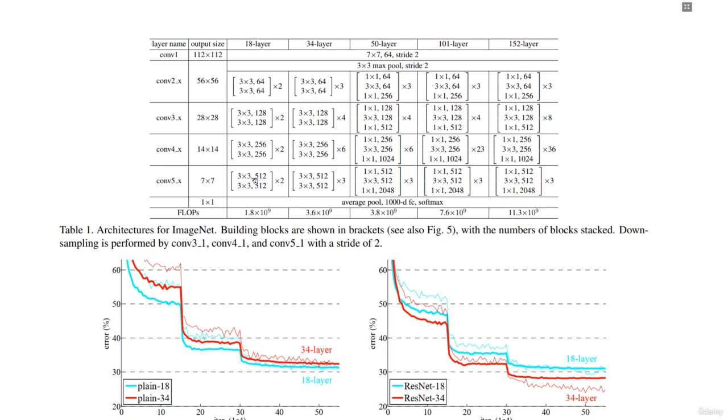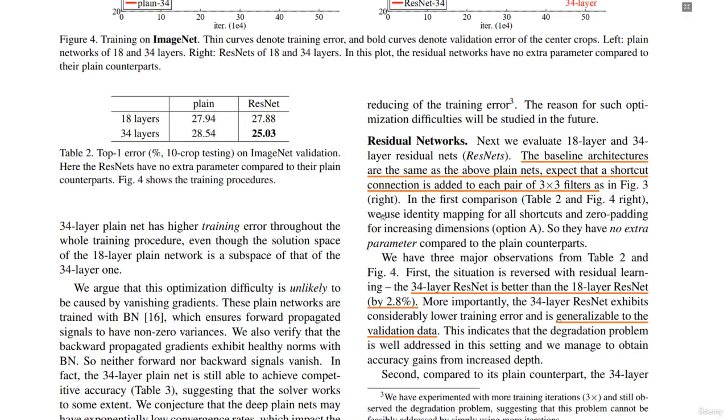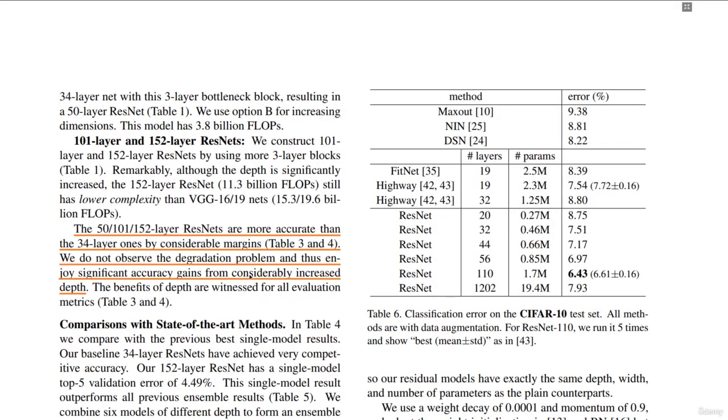There's an 18 layer version, 34 layer version, 50 layer version, 101 layer version, and 152 layer version. And the 34 layer ResNet is better than the 18 layer ResNet by 2.8%. More importantly, the 34 layer ResNet exhibits considerably lower training error and is generalizable to the validation data. And then the 50, 101, and 152 layer ResNets are more accurate than the 34 layer ones by considerable margins, as we can find in tables 3 and 4. We do not observe the degradation problem and thus enjoy significant accuracy gains from considerably increased depths.